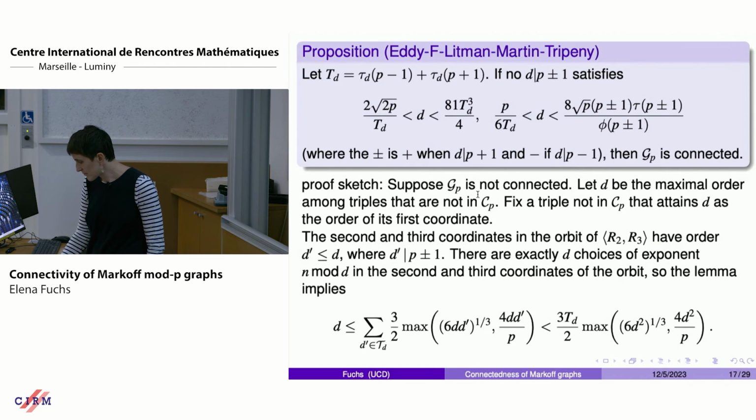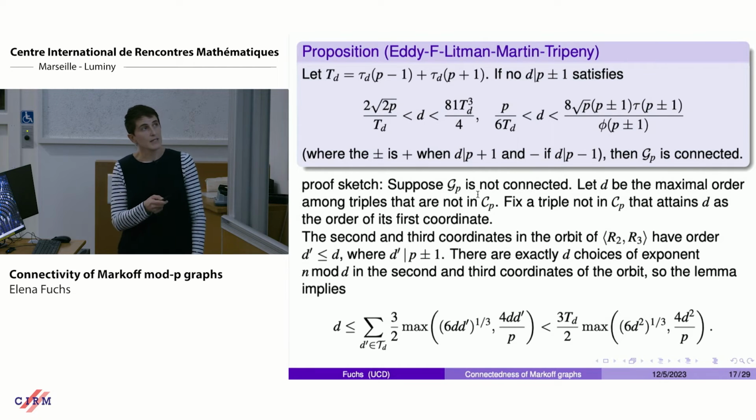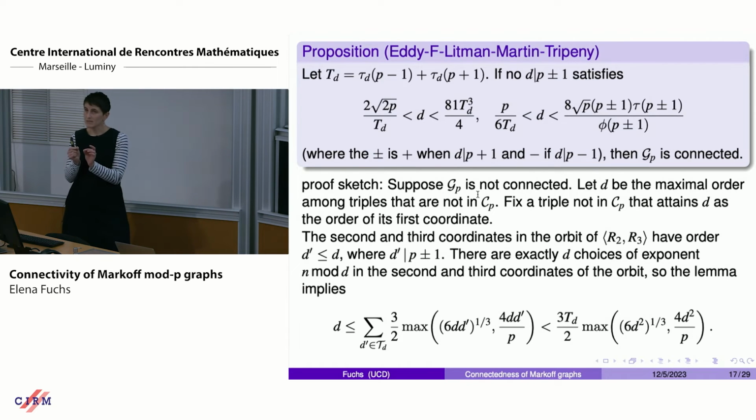So here's what I'm going to do now. The total number of triples in my orbit of R1, R2, R3 acting on this triple that we're fixing is D. Here's an upper bound on it. For any divisor D prime less than or equal to D, divisor of P plus or minus 1, the total number of triples where the second and third coordinate might have order dividing D prime is this. So that's an upper bound corresponding to D prime. Sum over all those D primes. Clearly that should be greater than or equal to D.